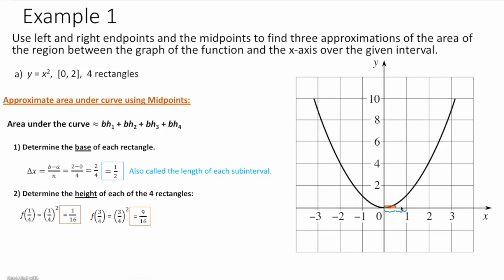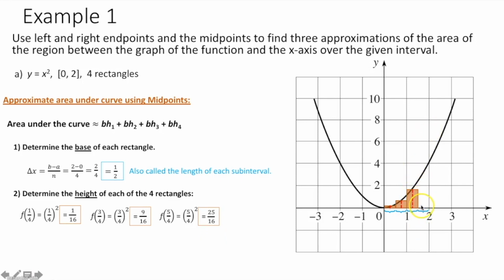I end up getting 9/16, which is going to be the height of my second rectangle. It still has a base of 1/2, but has a height this time of 9/16. The third subinterval goes from 1 to 1.5. The midpoint of that subinterval is 5/4. I plug that into the function and get 25/16, which is going to be the height of my third rectangle.